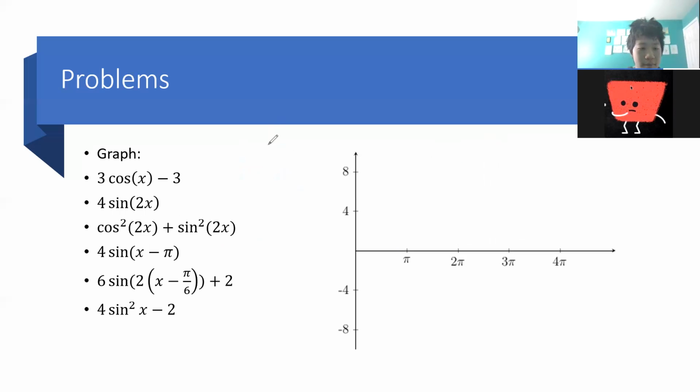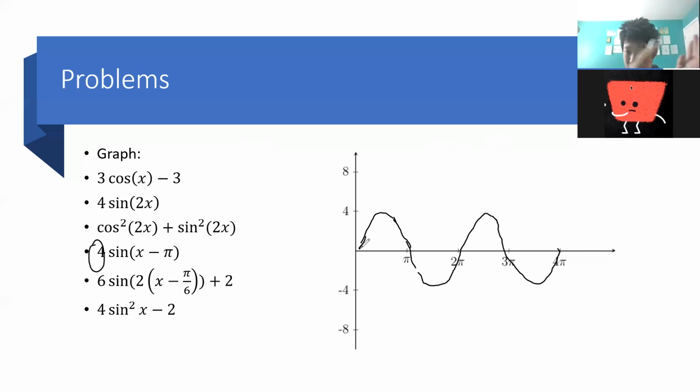Next one, amplitude of 4, but we have a translation. We have a horizontal shift now to the right by pi. Okay, so we're shifting the whole graph to the right by pi. So let's first draw it without the shift. Without the shift, it looks like this. Just a regular sine graph, except with amplitude of 4, right? So that's what it looks like without the shift.